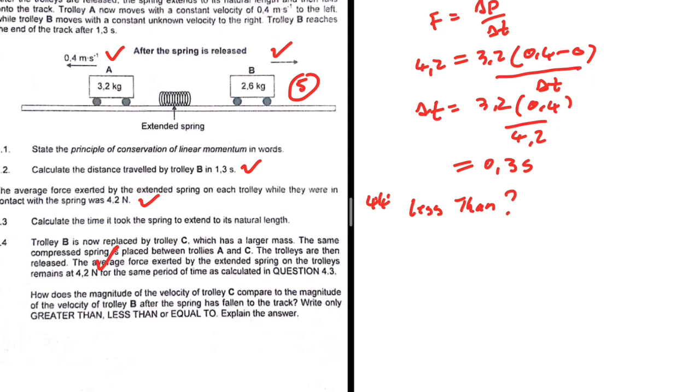Why is the magnitude of velocity of the trolley C with a larger mass going to be less than that of B? I'm interested in your answer for this question.